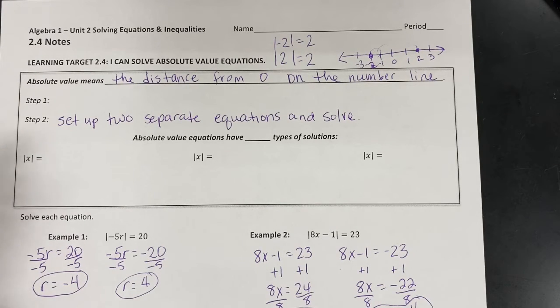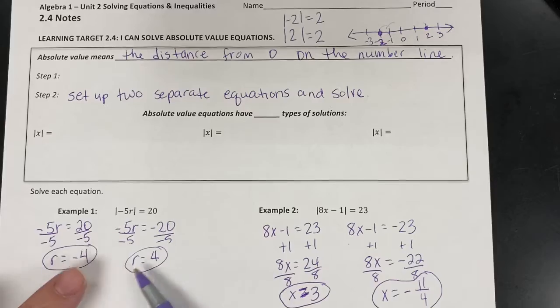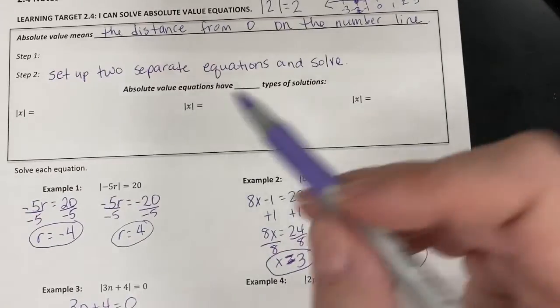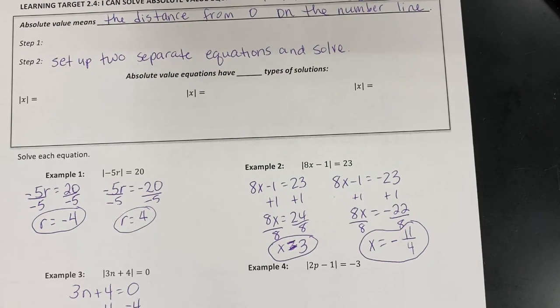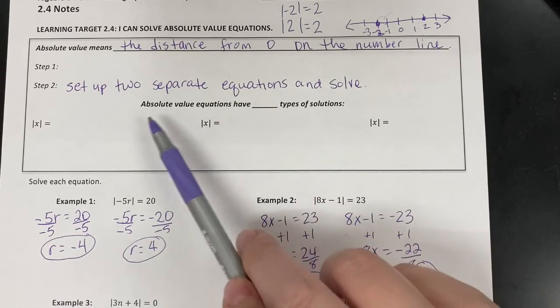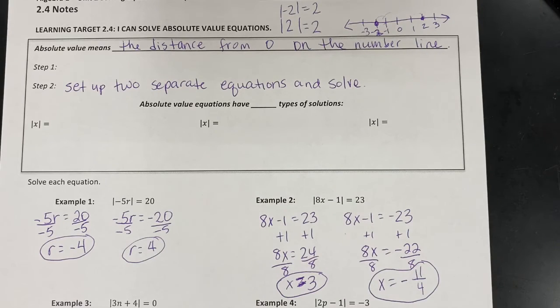So far we've seen two different types of solutions. We've seen a type where there's two answers right here, two answers. So they could have two answers. Or they might just have one answer. So I'm not quite sure if that's all the possibilities, so we'll wait to fill that in. Absolute value equations have blank types of solutions. I know they have at least two, so I want to take a look at that and see if there's anything else that we can put in there.